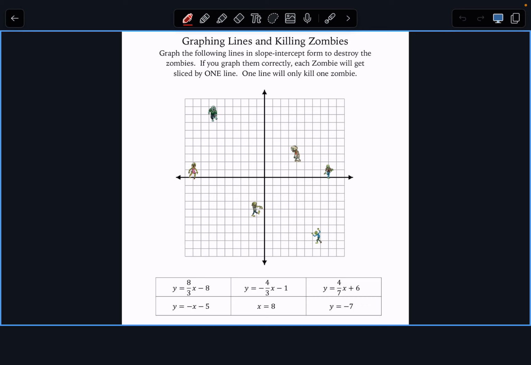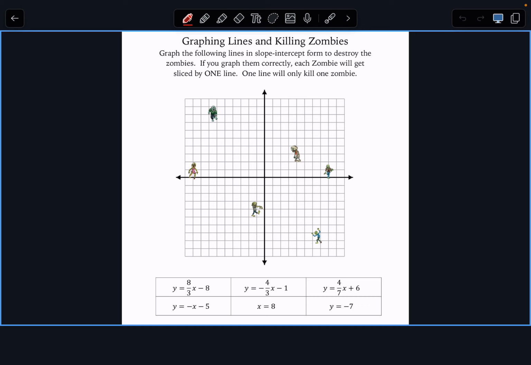All right, does everybody have a zombie to kill? Kill your zombies. Wait, is the top one the X or the bottom one the X? No, the top one is X, the bottom one is the bottom one. Oh, right. I know the part, but when you add the 8 over 3, so we would go up 8 and right 3, is that what you're saying?